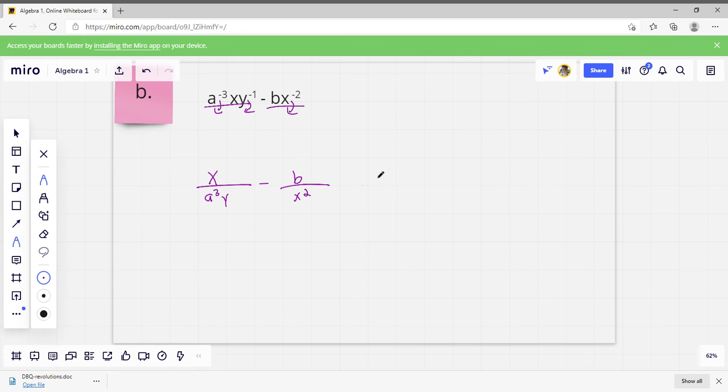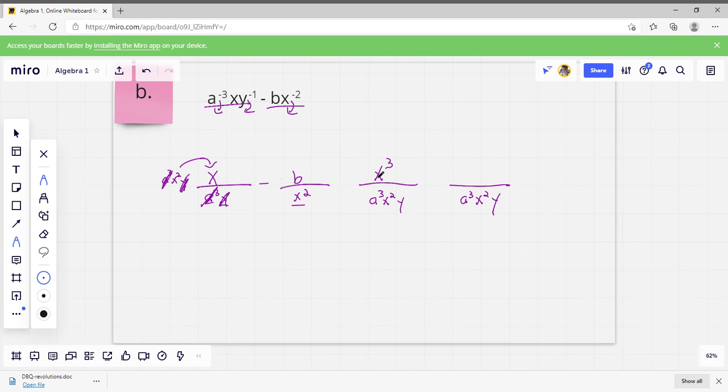Alright, so my denominator is going to be a combination of those denominators. So I'm going to have a to the third x squared y, a to the third x squared y. I just combined these two, a to the third x squared and y. Then I'm going to write that up here, a to the third x squared y. A to the third's already there, I can cancel that, and my y's already there, I can cancel that. X times x squared would be x to the third.